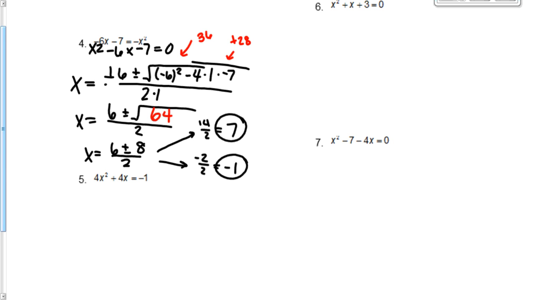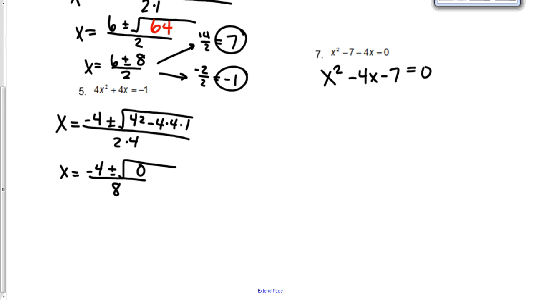Notice here on number 7, this is not in the correct order. It should be negative 4x in the middle, and then 7, right? You want to make sure you know what A, B, and C are. So I'm going to go ahead and pause the video. Y'all start working, and I will unpause it when I have them all worked out.